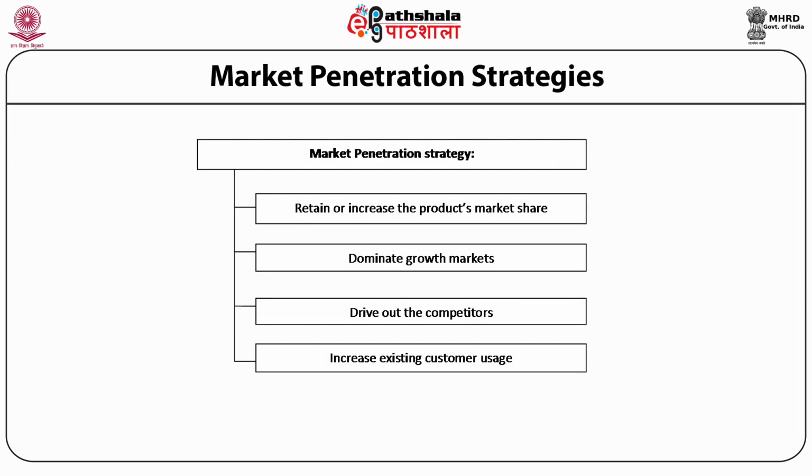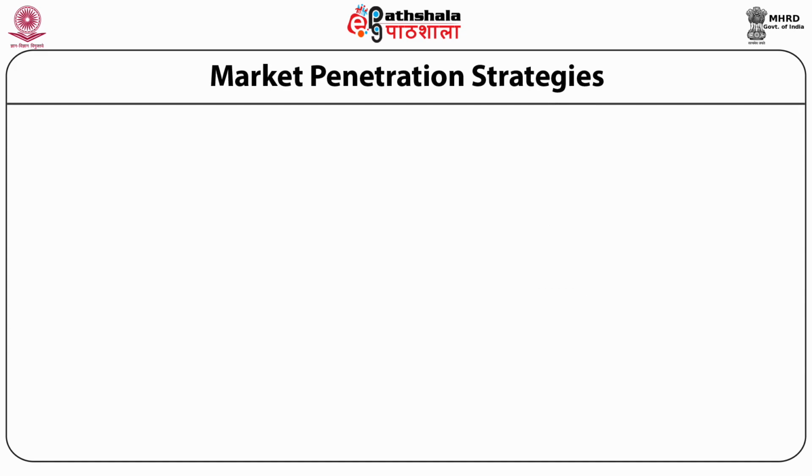So let us look at how the company can actually move forward. There are four options which the company can use. First is to retain or increase the product's market share. Companies can choose to dominate the growth market. They can eliminate the competitors by their own strategic route, or they can choose to increase the customer usage. So all these four options help you to penetrate deeper into the market. Let us discuss them in detail.